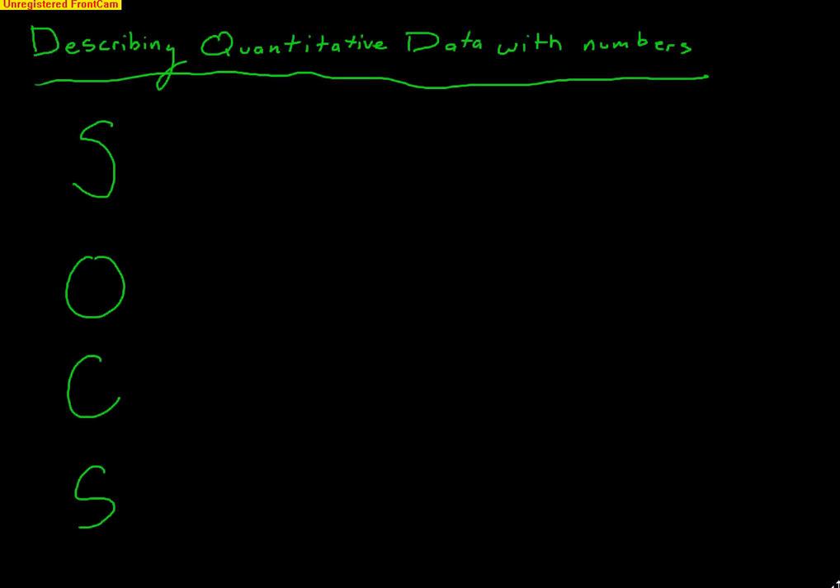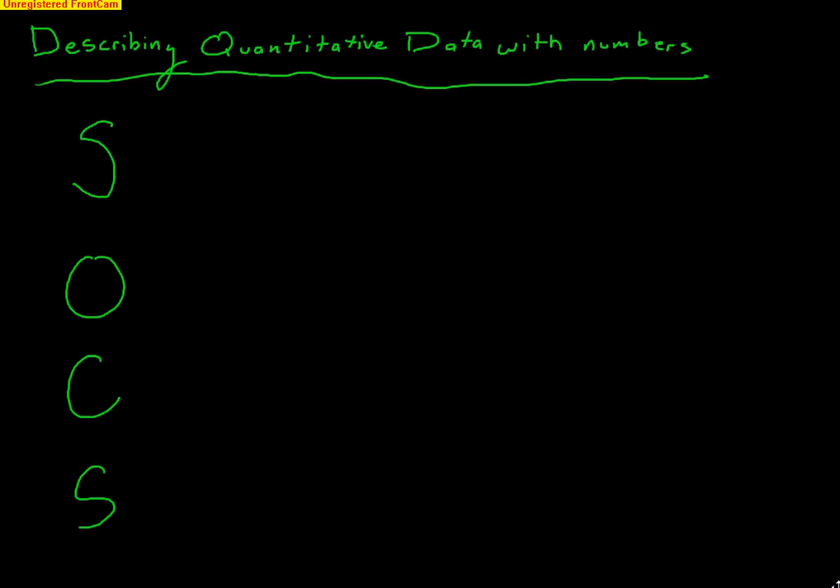All right, this lesson here is on describing quantitative data with numbers. Remember, quantitative data is data that is numbers with units that typically could be averaged out and so forth. So how do we describe data with numbers? Well, they are numbers. So the data itself is numbers. So we want to use numbers to describe the data.